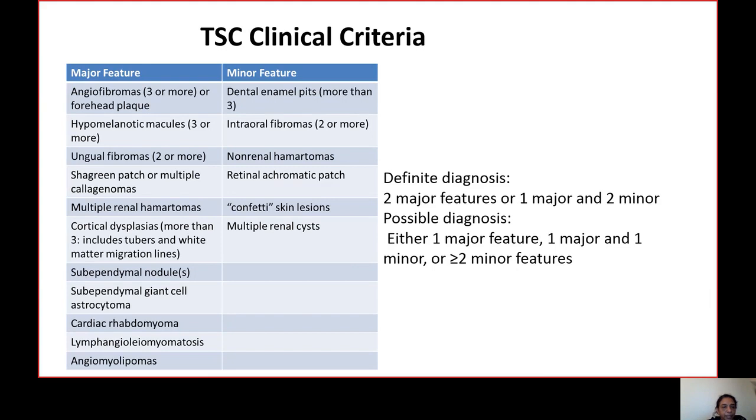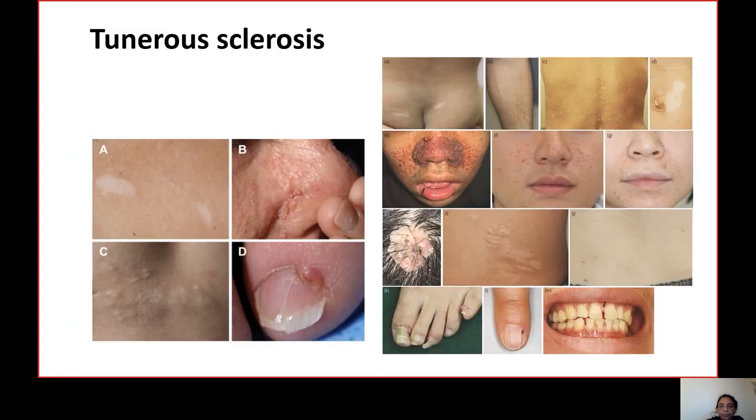So you know that angiofibromas, hypomelanotic macules, shagreen patch, cortical dysplasia, subependymal nodules, giant cell astrocytomas, and cardiac rhabdomyomas are major features. Then the minor ones include enamel pits, intraoral fibromas, confetti skin lesions, and multiple renal cysts. This is found in any textbook, so you can find it. These are some pictures. You can see the ash leaf macules, the angiofibromas, the adenoma sebaceum, the nails, the dental pits, and all those things are here.